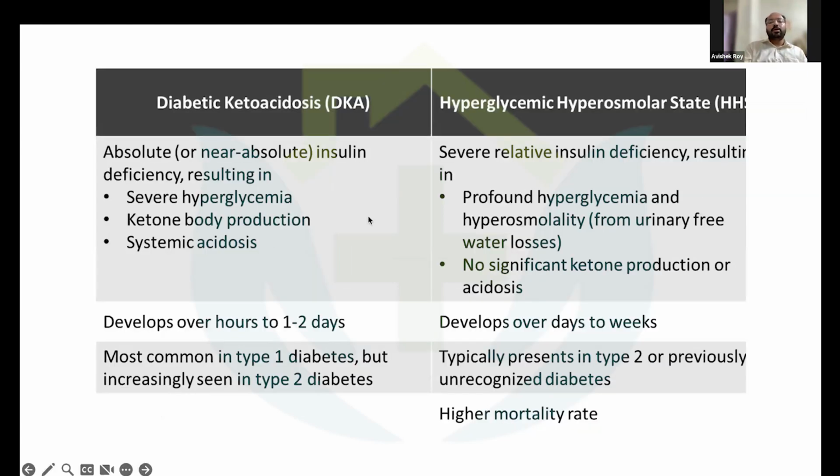Now coming to the difference between DKA and HHS, which I've already told you. Just to briefly summarize: in DKA the insulin deficiency is much more. The hyperglycemic state has a lesser insulin deficiency, but the osmolarity is much higher in HHS, the mortality is much higher, and the fluid requirement is much higher in HHS.